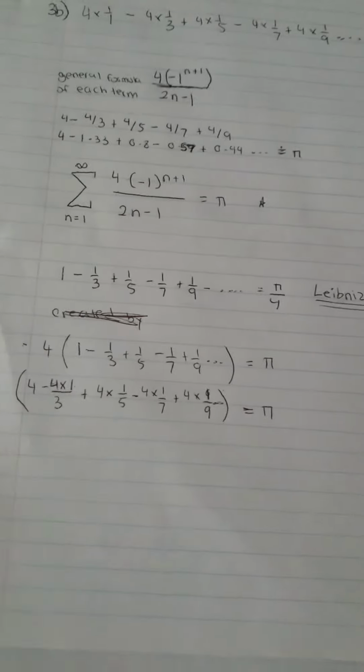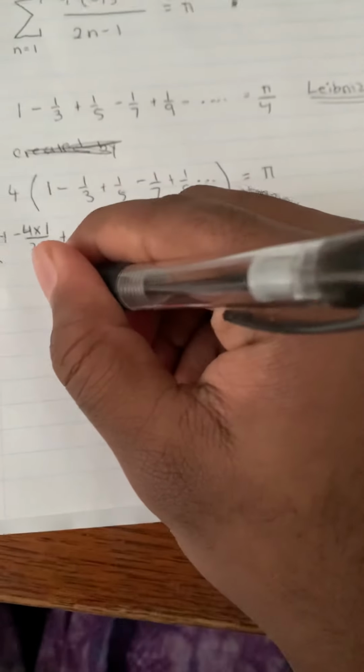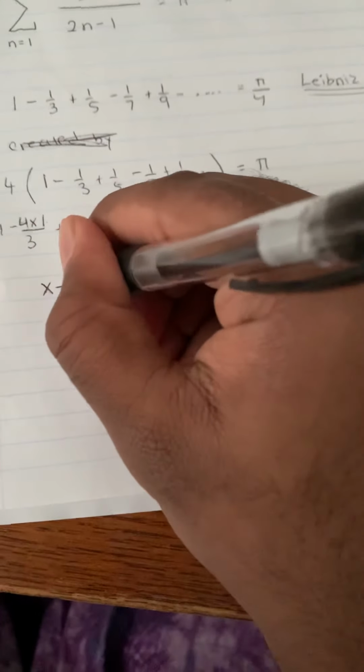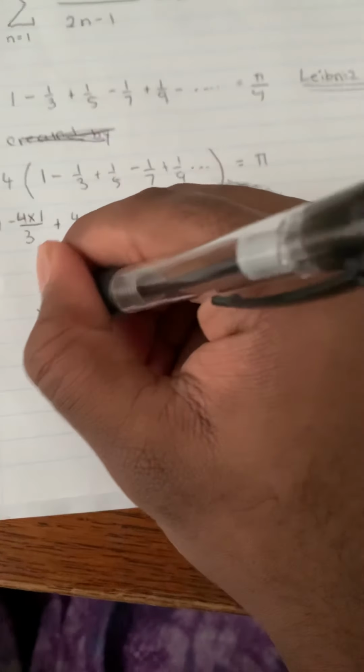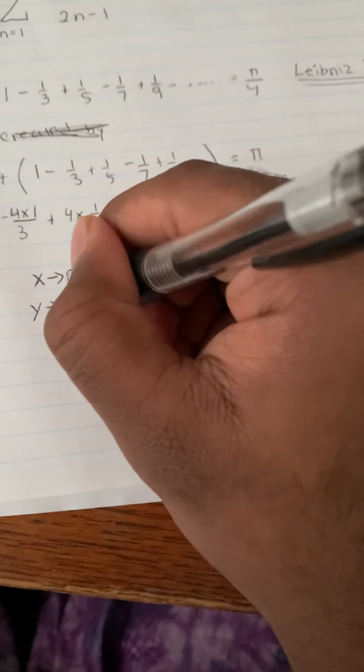So as x approaches infinity, let's just write that down. As x approaches infinity, y is going towards pi.